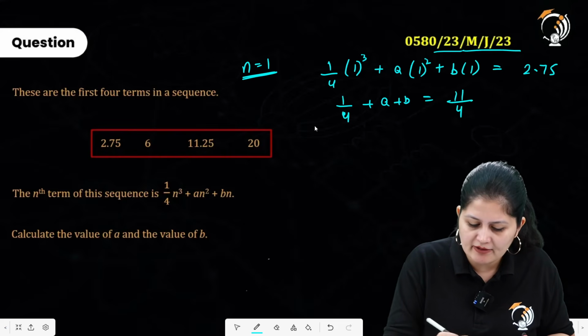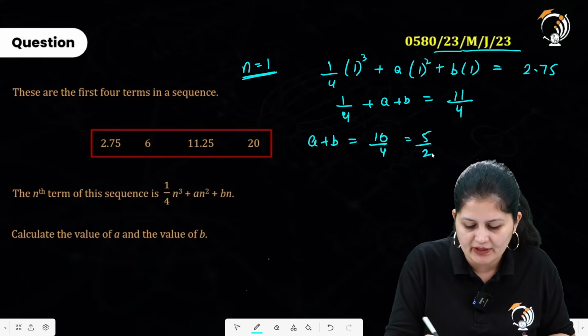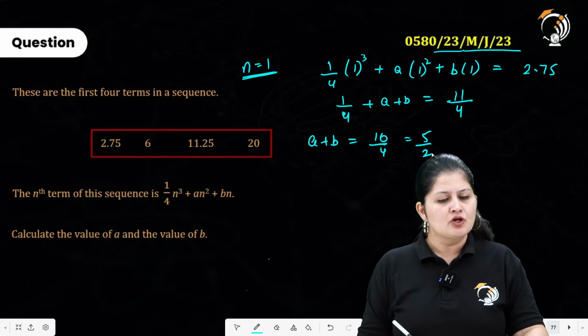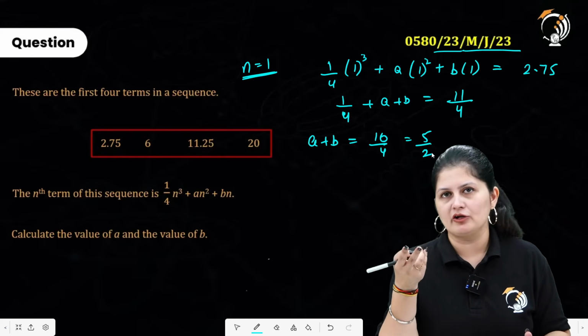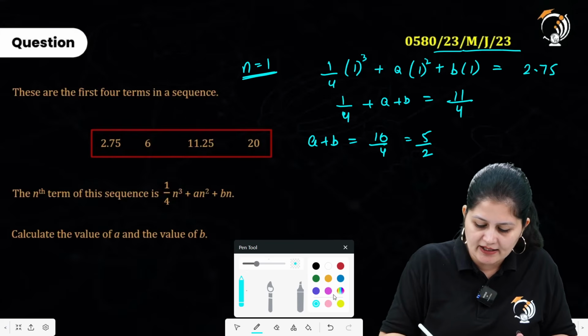Yes. So clearly, the value of a plus b that we are getting here is nothing but 10 over 4, which is going to be 5 over 2. That is the value of a plus b. So clearly, if we need to get the value of 2 unknowns, we need 2 equations, right? So let's make the second equation now.